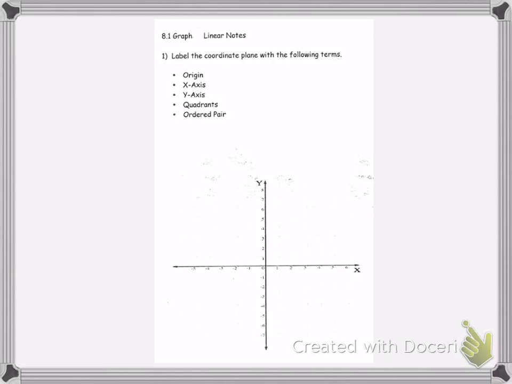Hi, algebra students. We're going to start a new unit today. It is chapter 8, on linear equations. We're going to start with a review of graphing on the coordinate plane.